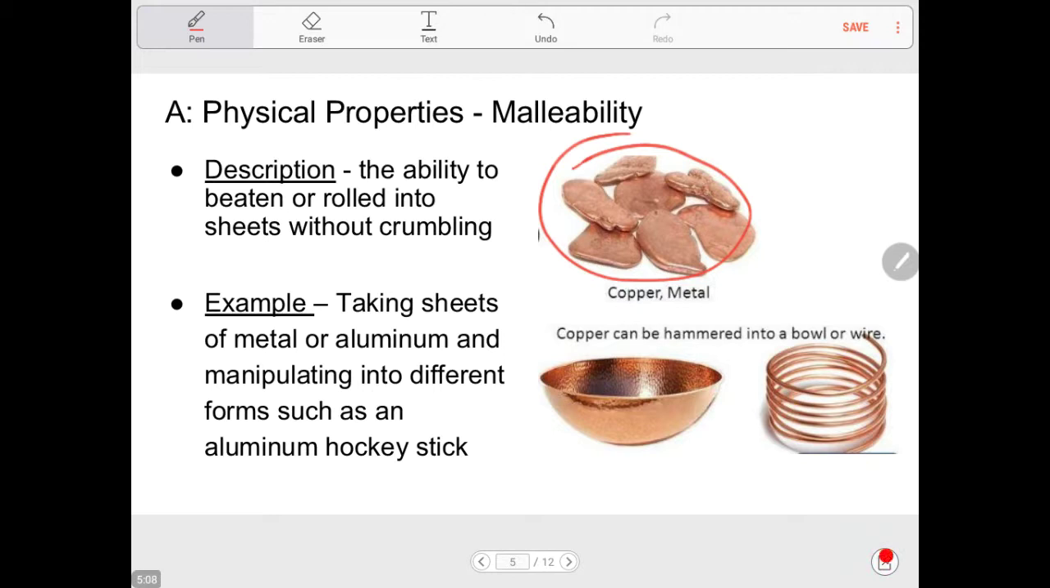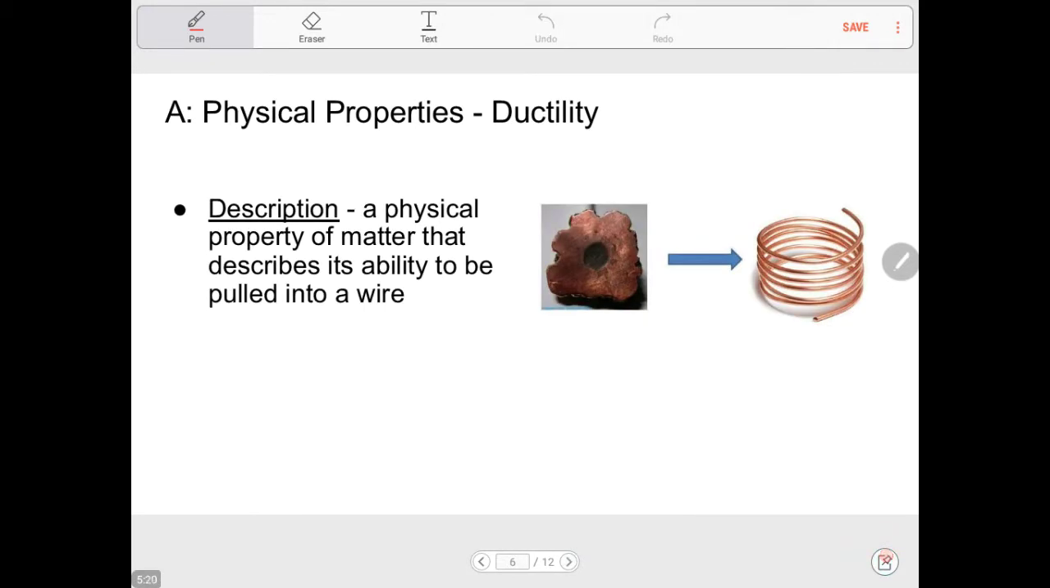Okay, so for example, aluminum hockey stick, we can take the aluminum, we can roll it out, we can flatten it, and what will happen is we can put it into a shape that is more desirable. So that is malleability. Then you have ductility. This is the physical property of matter that describes its ability to be pulled into a wire. So if you look at this metal, we can pull it and make it into a wire. That's being ductile.